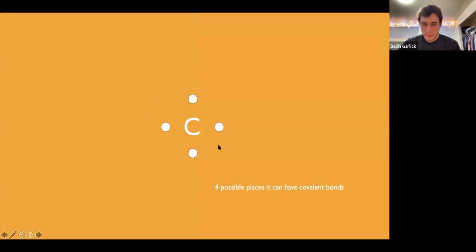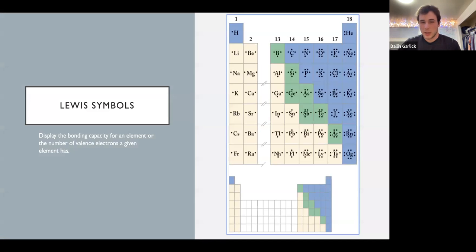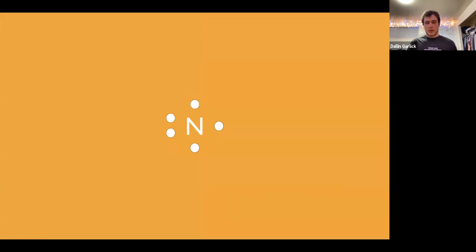So if we look at another example, let's do nitrogen. We go 1, 2, 3, 4, and 5. So it has 5 valence electrons this time, which is a little bit different than carbon, which we've talked about so far.